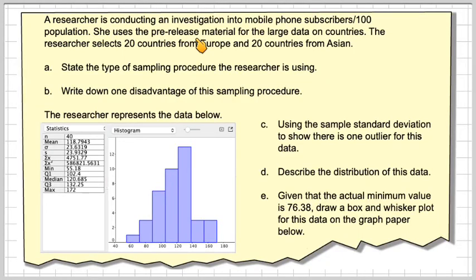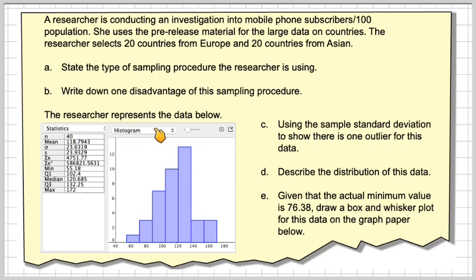A researcher is conducting an investigation into mobile phone subscribers per 100 of the population. She uses the pre-release material for the large data set on countries. The researcher selects 20 countries from Europe and 20 from Asia. State the type of sampling procedure the researcher is using. Write down one disadvantage of this sampling procedure.